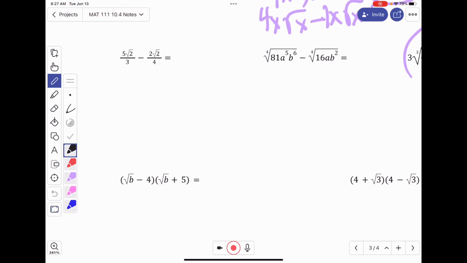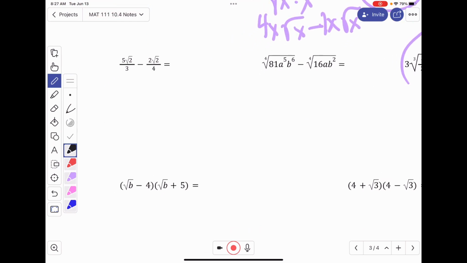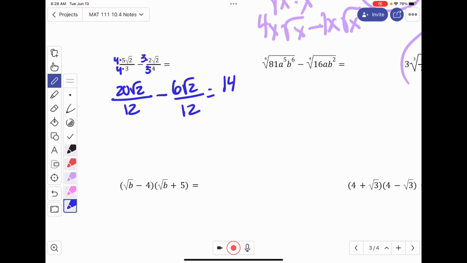All right, got a couple more here. Before we can subtract, we need a common denominator. So I'm going to multiply this one by 4. I'm going to multiply this one by 3. 4 times 5 is 20. 4 times 3 is 12. 3 times 2 is 6. 3 times 4 is 12. And then 20 minus 6 is 14. Root 2. And 14 and 2 are both divisible by 2. So we get 7 root 2 over 6 is our lowest term.